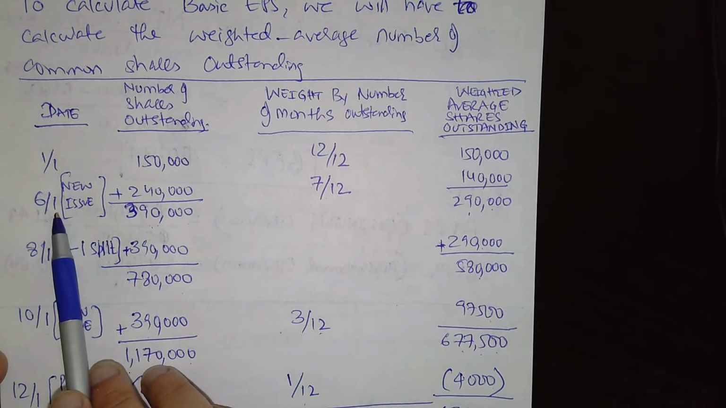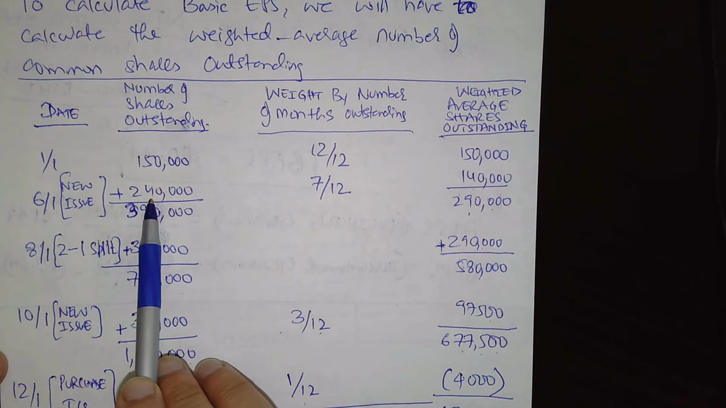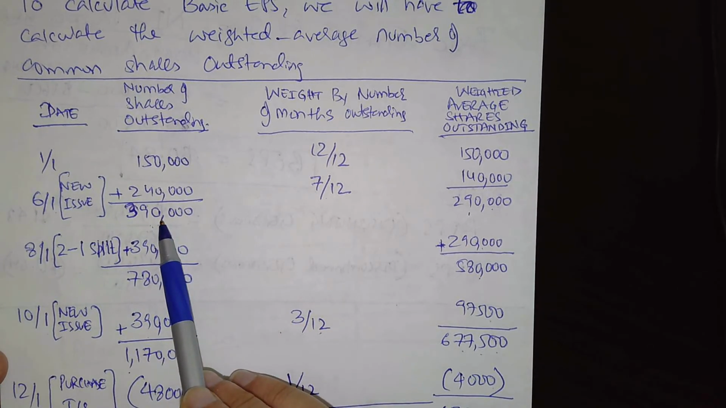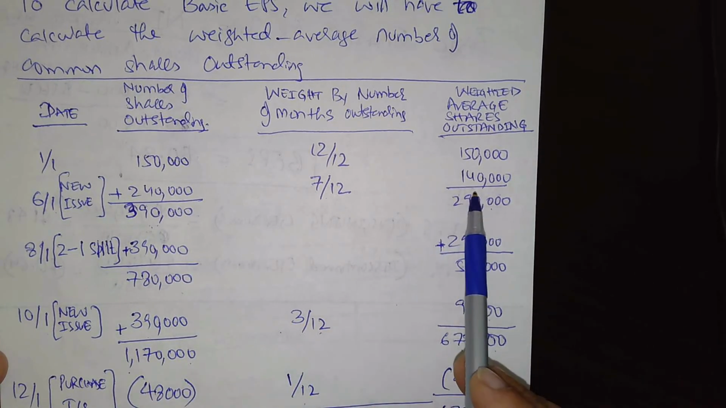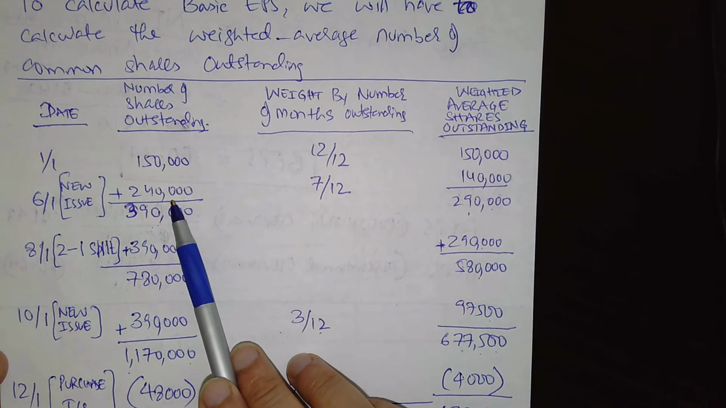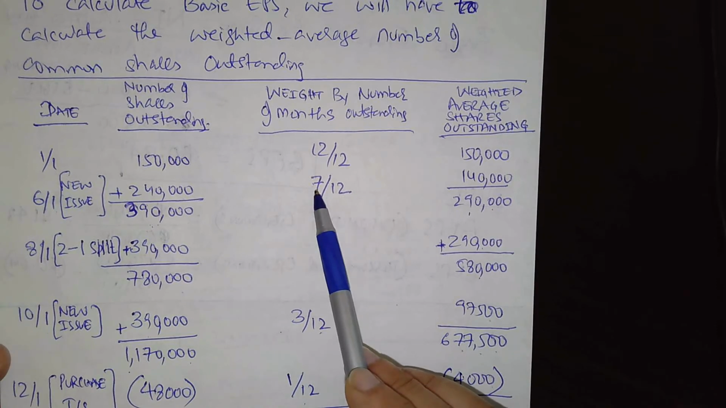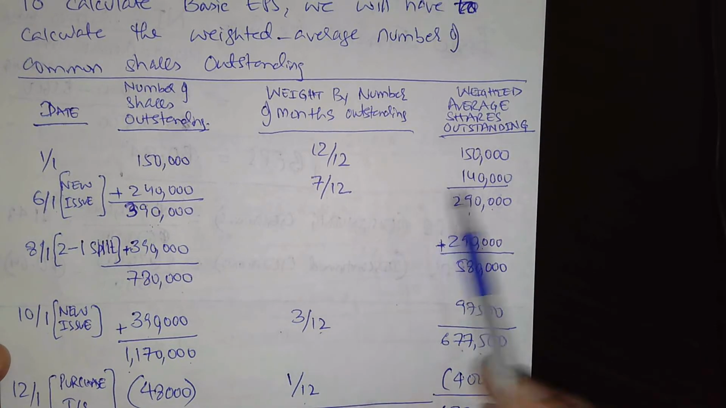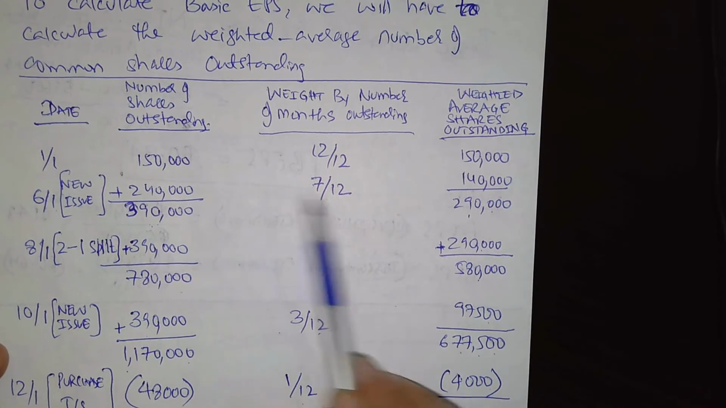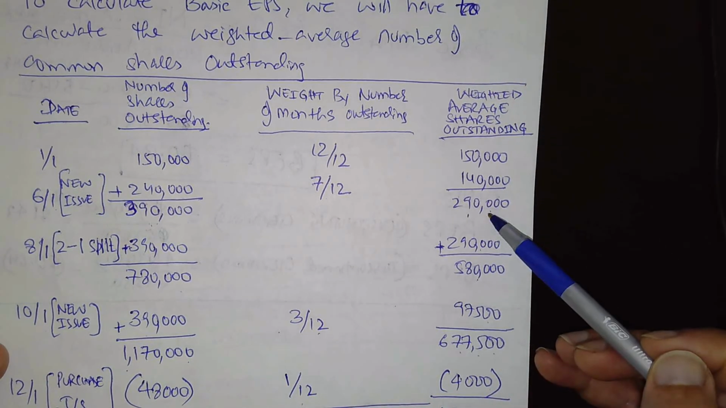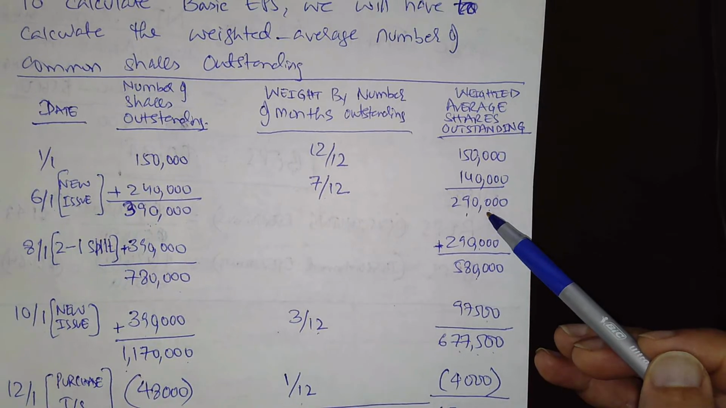On June 1st, you are issuing 240,000 shares. So that makes the total shares outstanding 390,000. But their weight is different because these 240,000 were in the hands of the shareholder only for 7 months during the year. So you multiply 240 with 7 over 12 and you get 140,000. So we're going to use 290,000 as a number as of now.